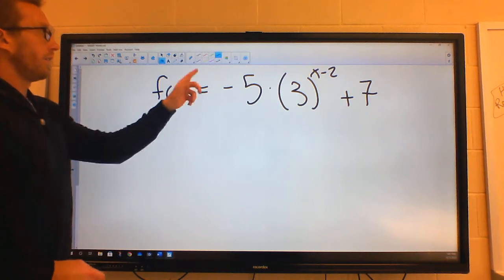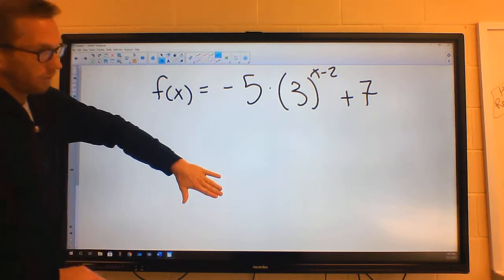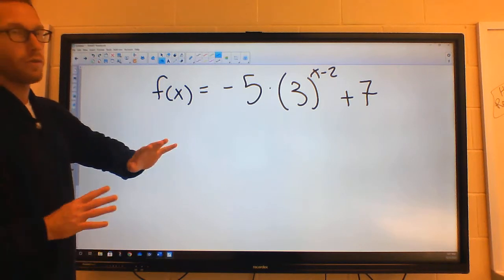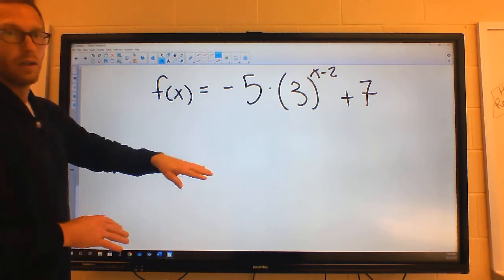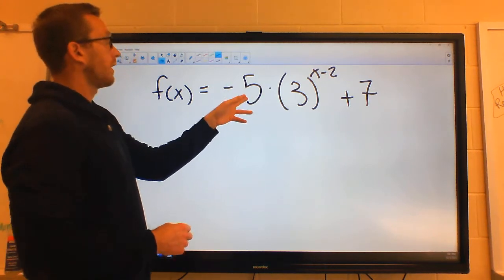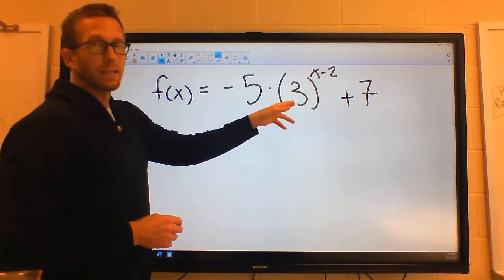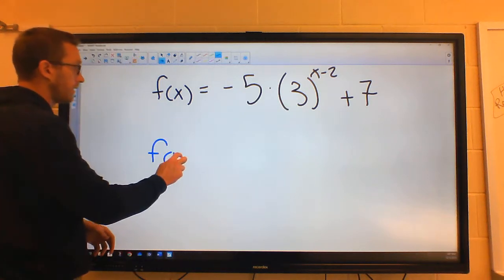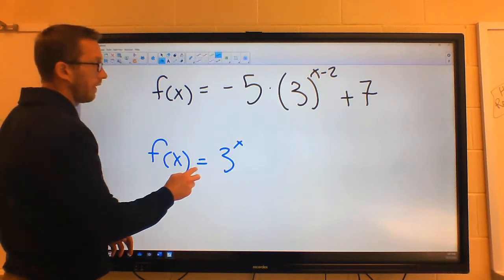So let's identify each one. The negative, that means it's reflected. It is below the asymptote. It is neither growth nor decay. It is reflected under it. Okay? The 5, it is a stretch of 5. 3 is our base. That's our parent function. So the parent function technically would have been this.